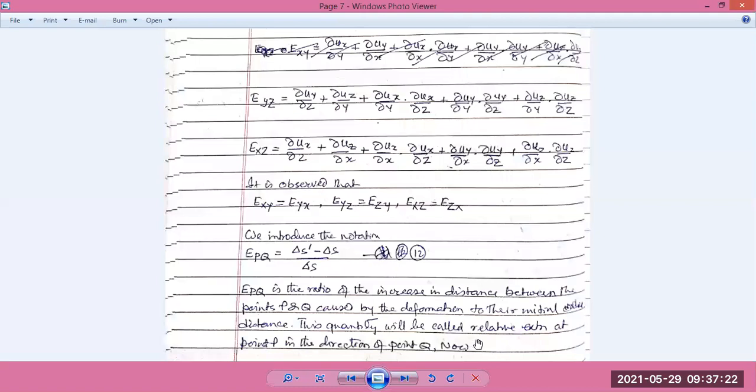So we want to know what is the rate of change of the length PQ due to the deformation that takes place because of some additional force, where the endpoints change their position and thus the length also changes. What will be the change in length itself? This is the relative extension. This quantity is defined as the relative extension of the point P in the direction of point Q, the relative extension or strain.